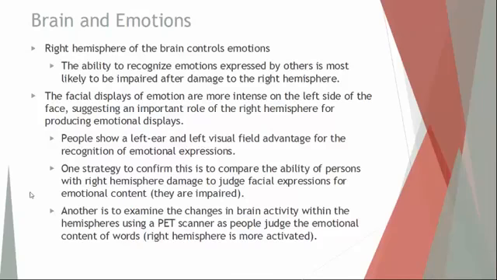Now the facial displays of emotion are much more intense on the left-hand side of the face. This will suggest an important role of the right hemisphere for producing these emotional displays. So if there's damage to the right-hand side of the brain, that will impact the entire left side of your body. So if your area of the brain that controls emotions is damaged, you won't be able to express those emotions. And most people will show a left ear or left visual field advantage for recognizing emotional expressions.